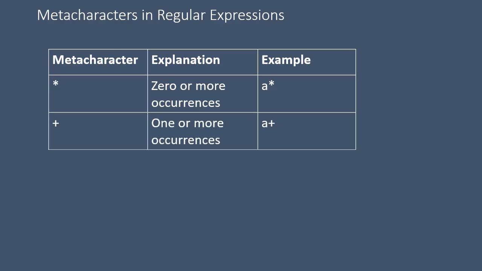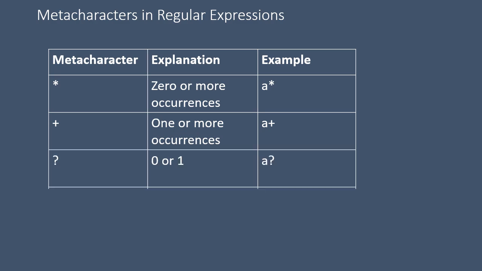The next one is plus. This one means 1 or more occurrences, and if we have A followed by the meta character plus, this would mean you would have 1 or more occurrences of A. The next meta character looks like a question mark, and this means that you have 0 or 1 of the preceding character. So in the example here, you'd have 0 or 1 A's.